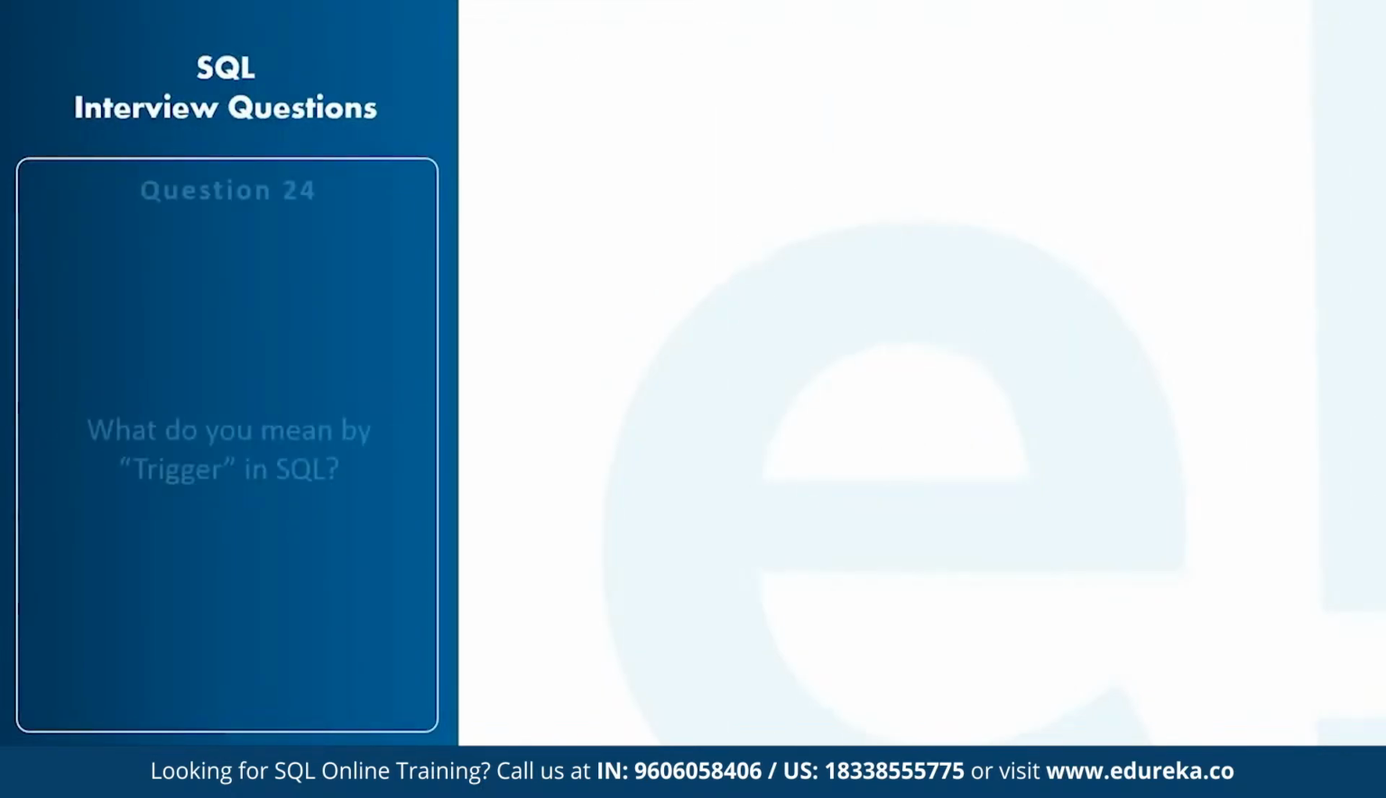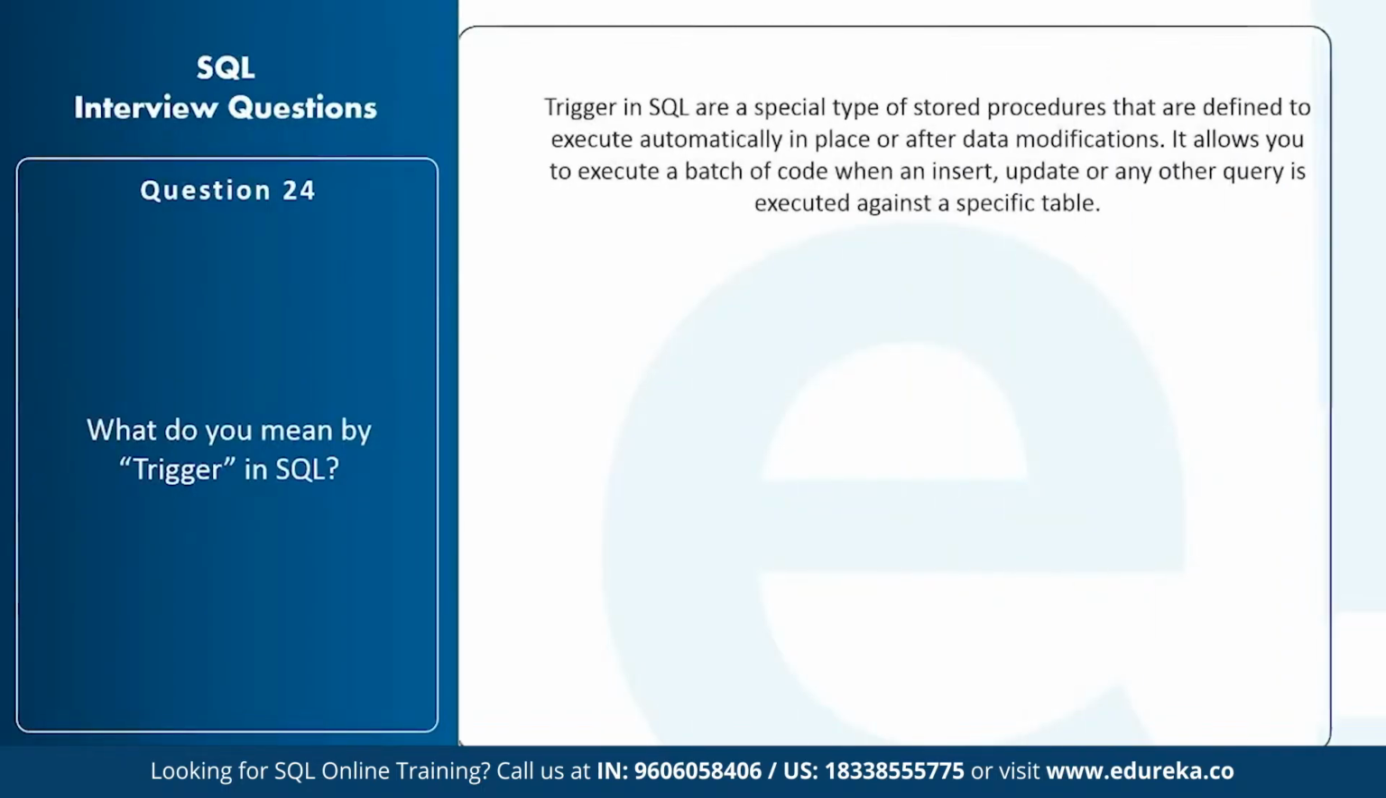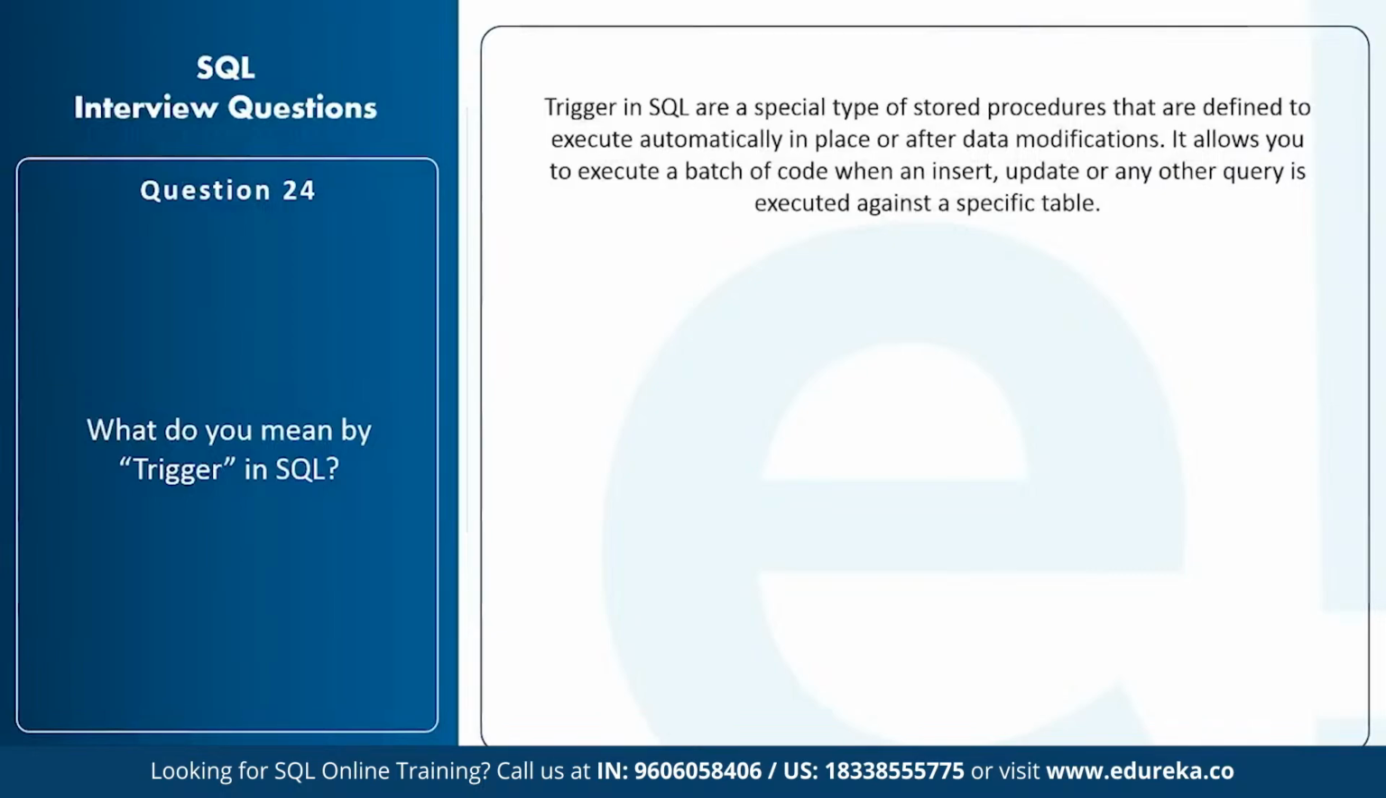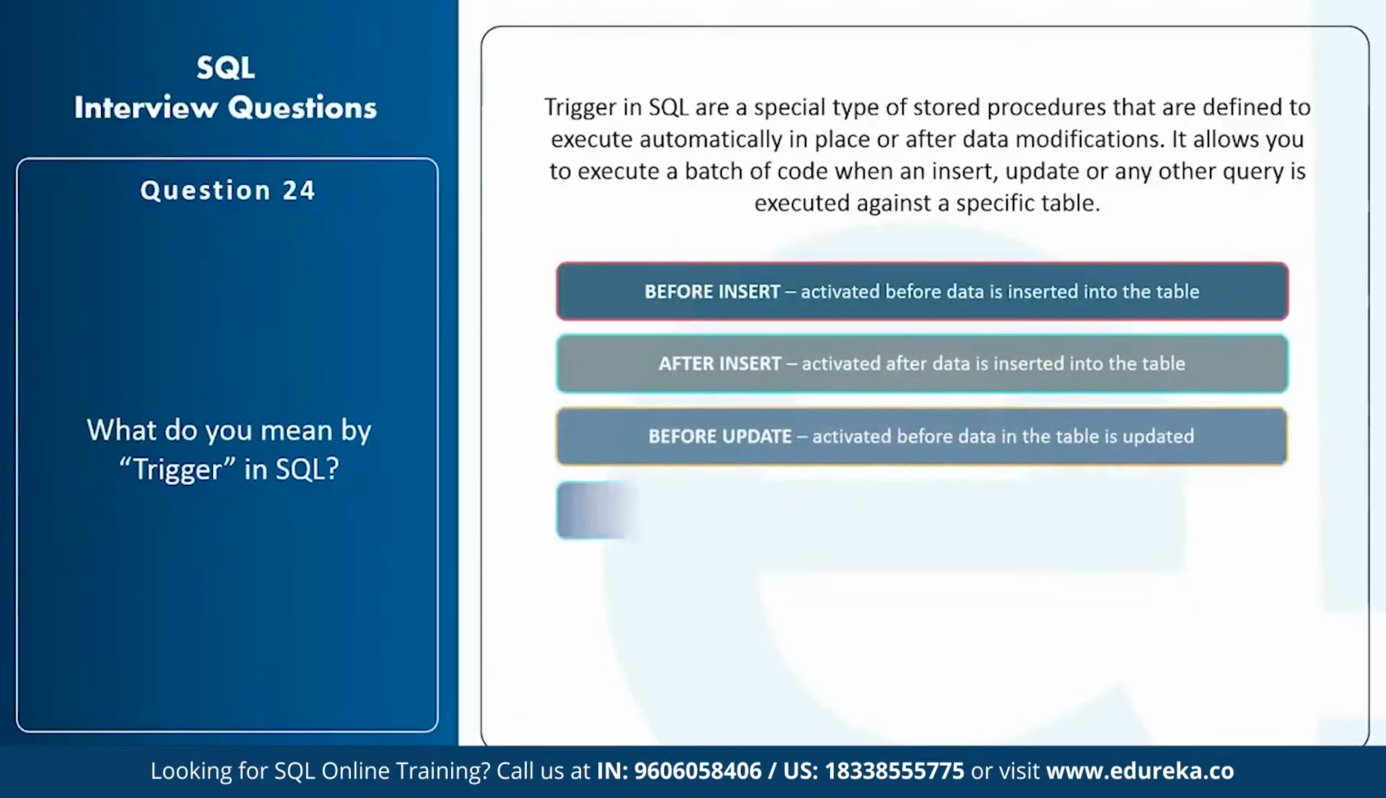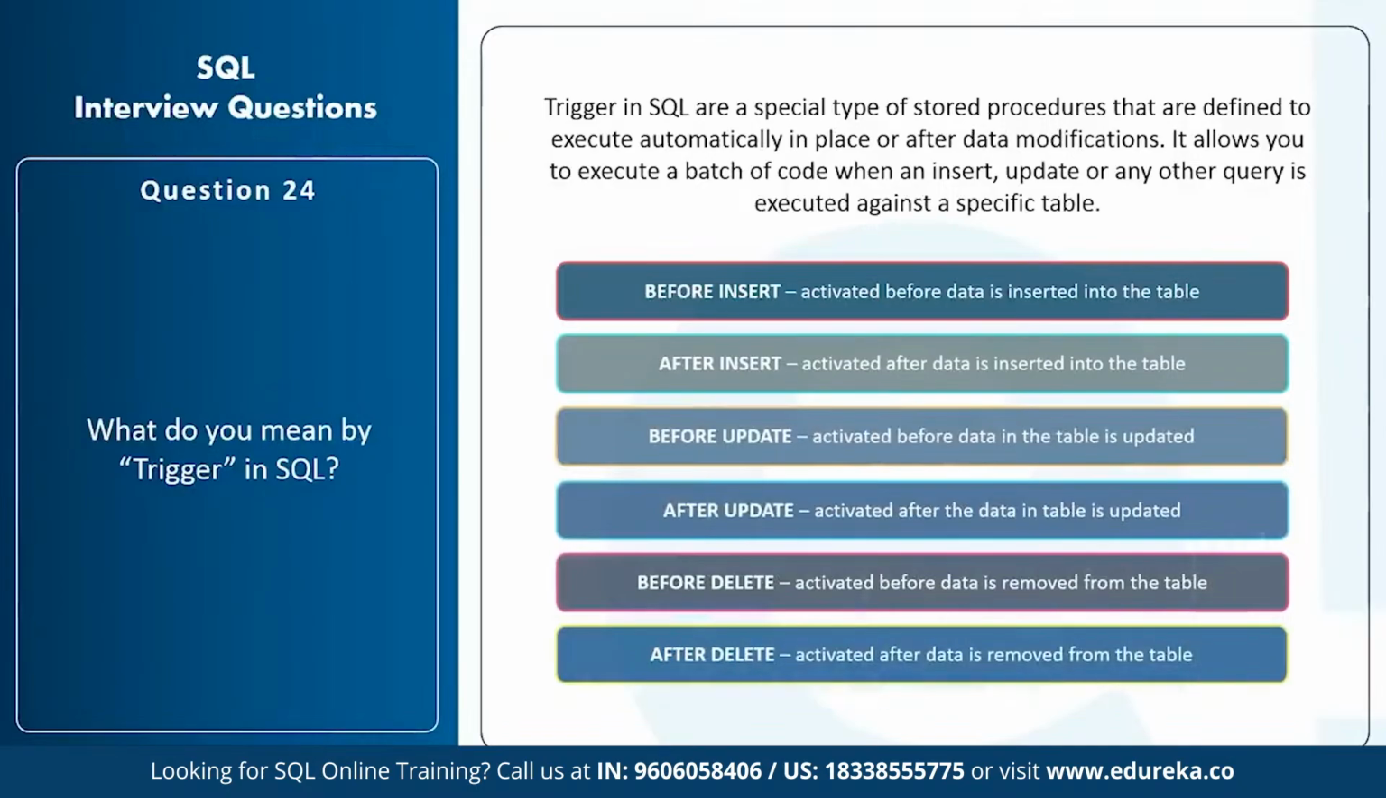Now let's move forward to our next question, that is, what do you mean by a trigger in SQL? Triggers in SQL are a special type of stored procedures that are defined to execute automatically in place of or after data modifications. It allows you to execute a batch of code when an insert, update, or any other query is executed against a specific table. So guys, there are mainly 6 types of triggers that you need to understand. That is the before insert, after insert, before update, after update, before delete, and after delete. The two main key terms you need to understand are before and after, which are applied on the insert, update, and delete commands.